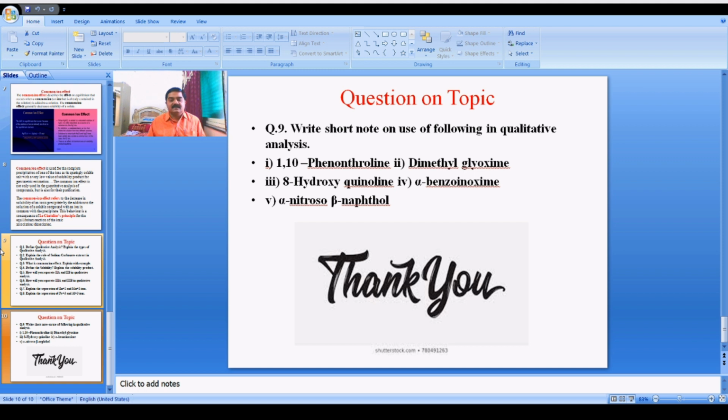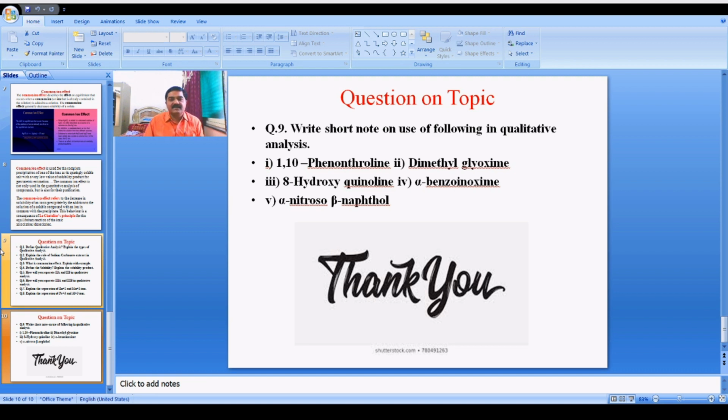Then the next question: write a short note on the use of organic reagents in qualitative analysis. So these are the organic reagents given. These organic reagents are also known as chelating agents. Here the examples: first, 1,10 phenanthroline; second, dimethyl glyoxime; third, 8 hydroxyquinoline; fourth, alpha benzoin oxime; and last one, alpha nitroso beta naphthol.